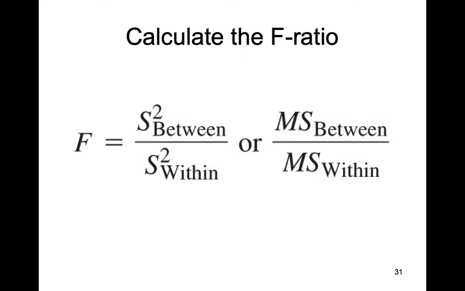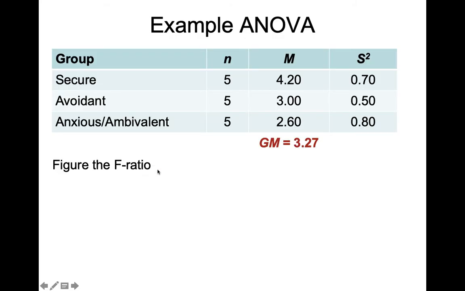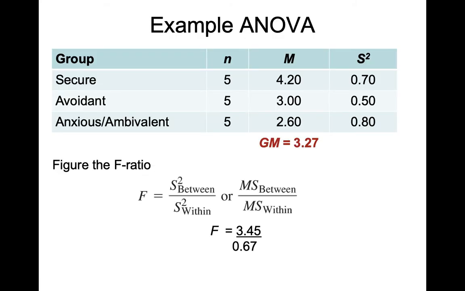So now that we have both our s squared between and our s squared within, we can figure out our F ratio. We do that by taking that estimate that we just got of 3.45, our s squared between, dividing that by 0.67, which is what we previously calculated as our s squared within. That gives us an F ratio of 5.15.